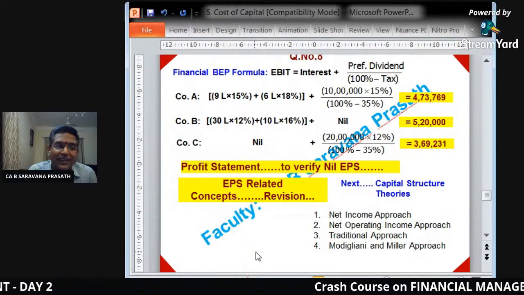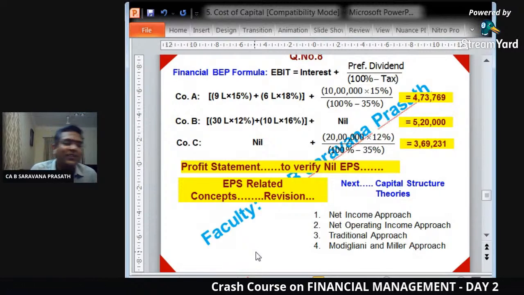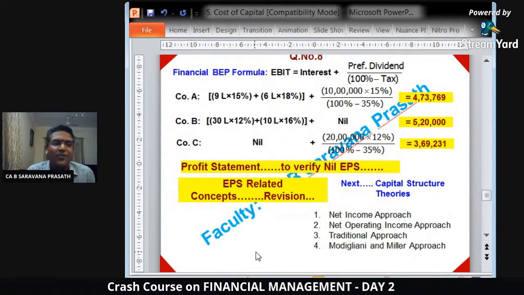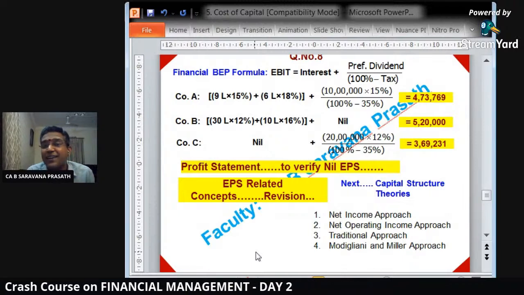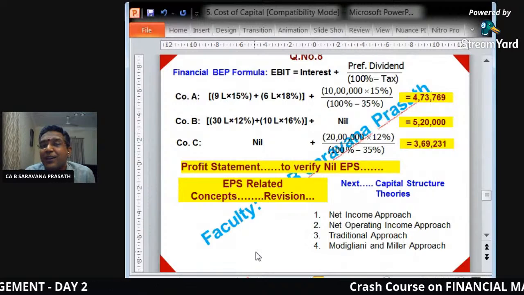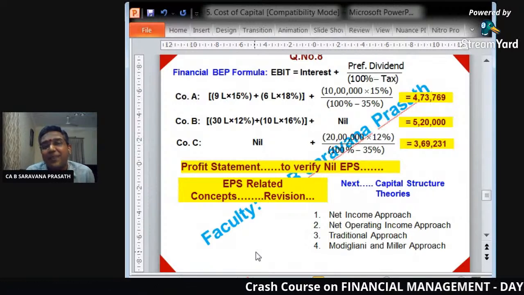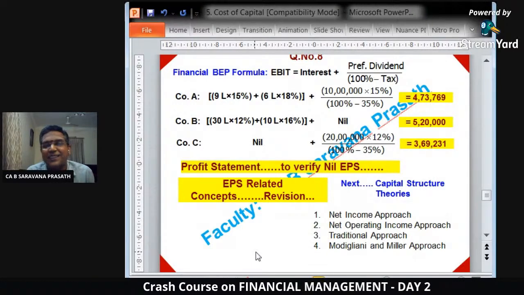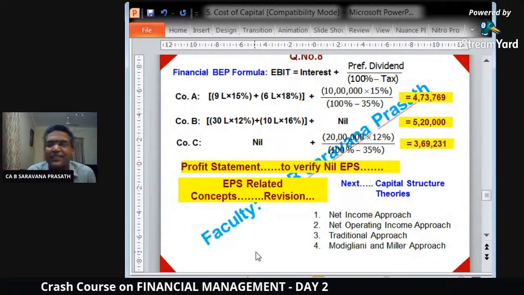If you calculate that number, add 2 lakh 43 towards interest, the total EBIT. Please observe that I am not saying financial break-even point equal to, no. Total EBIT at the break-even point is equivalent to 473,769.